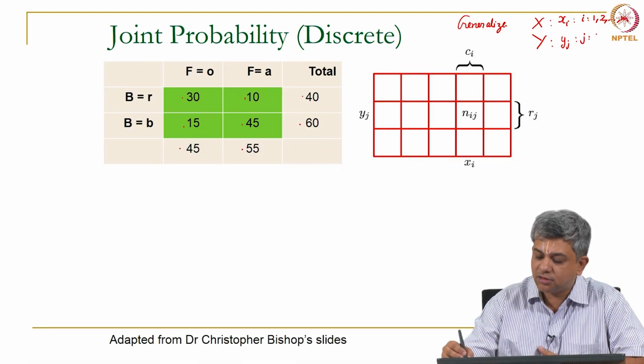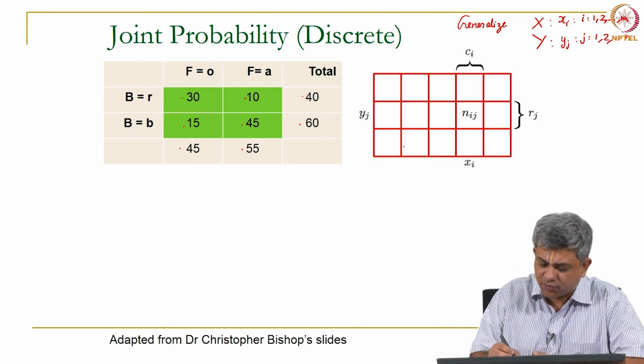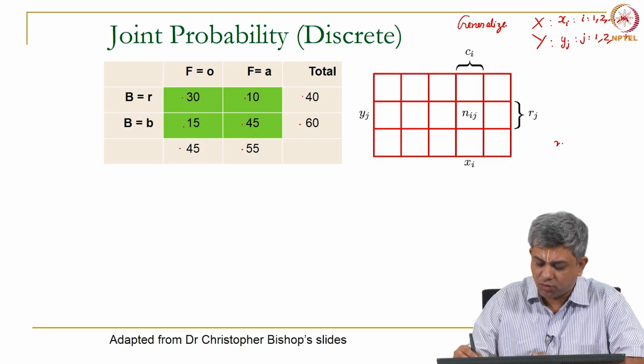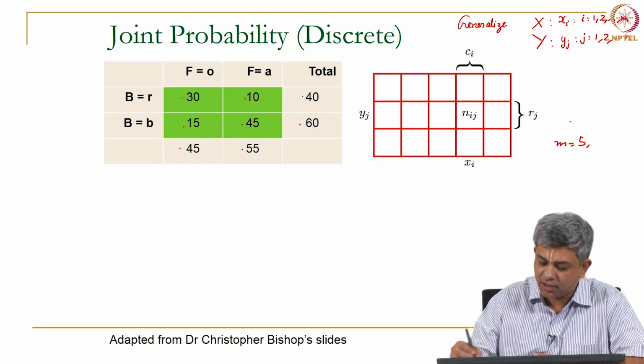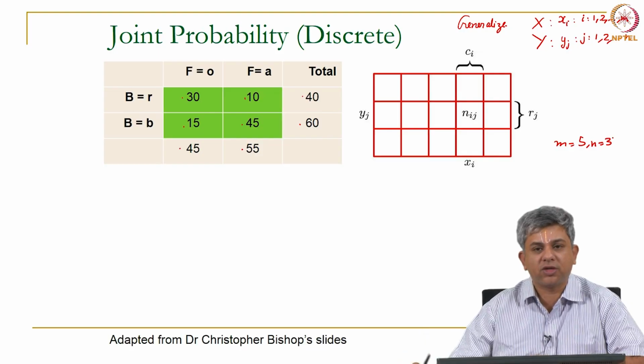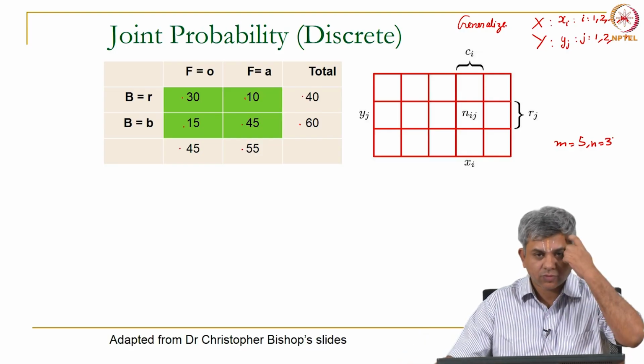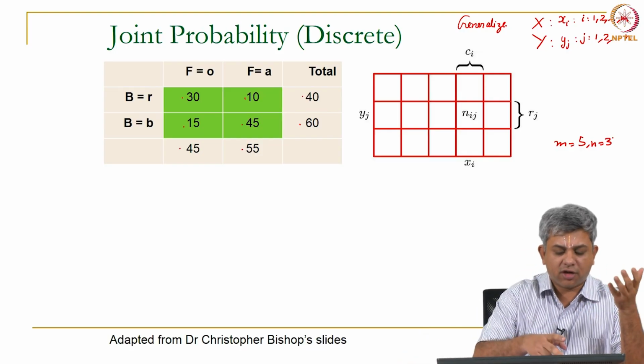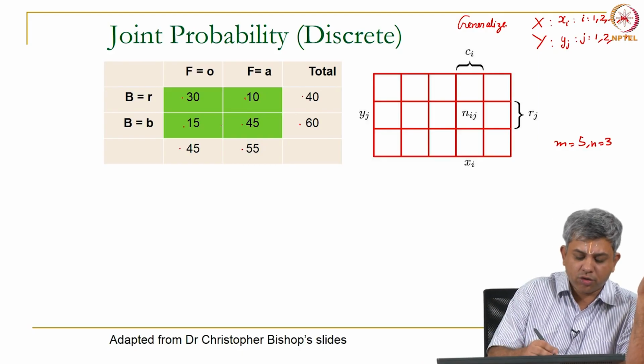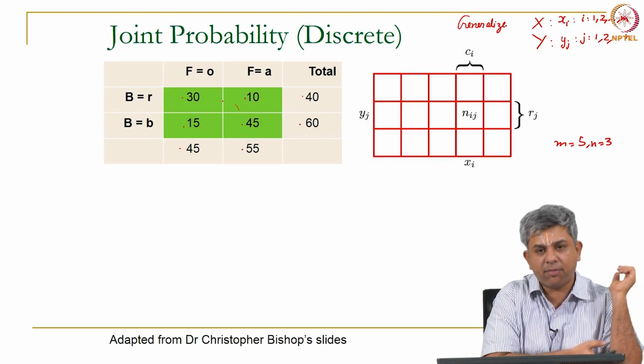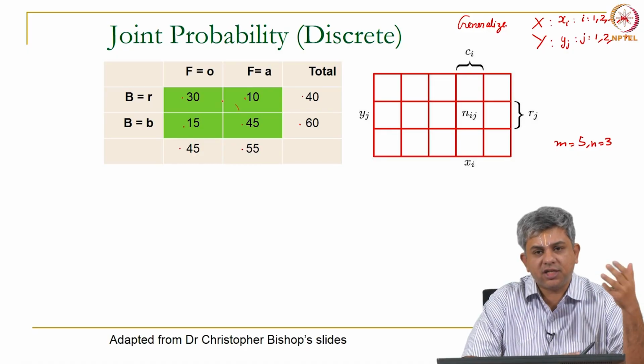So, x instead of two possibilities has many possibilities, let us say m possibilities, and y also has some n possibilities. In this case, we have chosen something like m is equal to 5 and n is equal to 3, but you can obviously choose different numbers. Okay. So, your table, instead of a 2 by 2 table which I have shown here, you will have an m cross n table of how many times does each case occur.